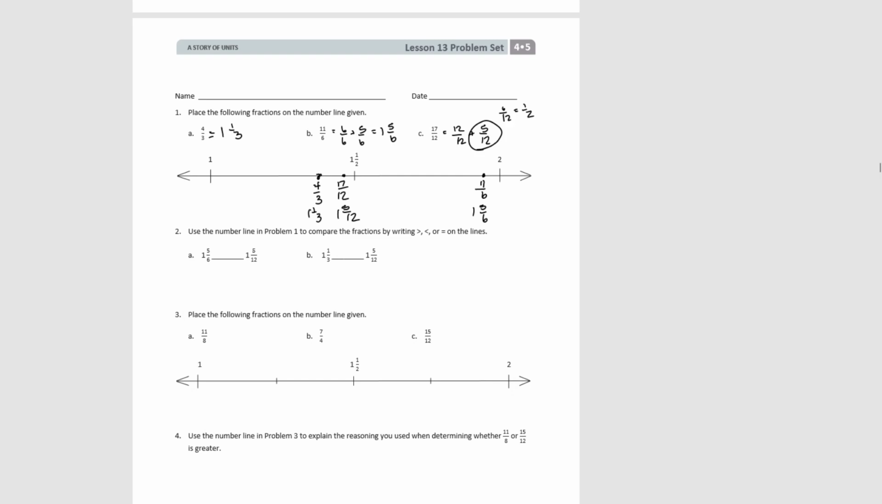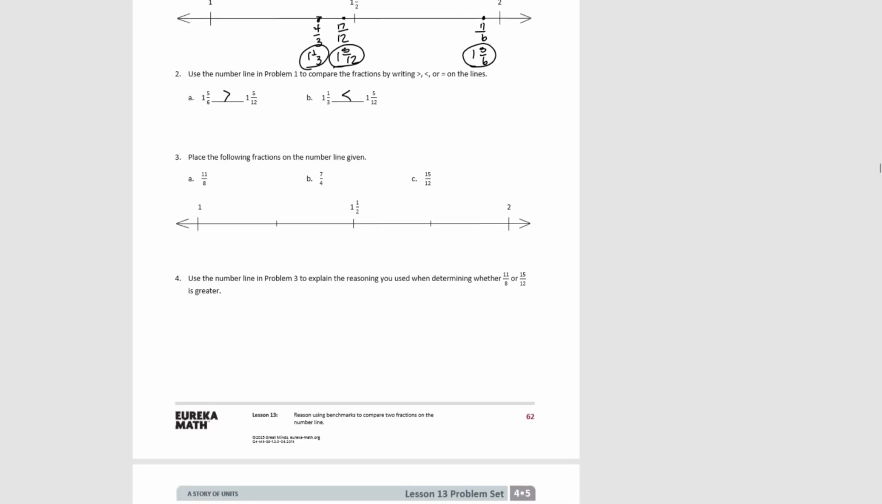So based on this, we see the largest of the 3 fractions is 1 and 5/6. So 1 and 5/6 is greater than 1 and 5/12. Its location is here, making it greater than this one. And for B, 1 and 1/3 we see is a smaller fraction, so it's less than 1 and 5/12. Okay, using the same strategies, pause the video and try and place 3, A, B, and C.